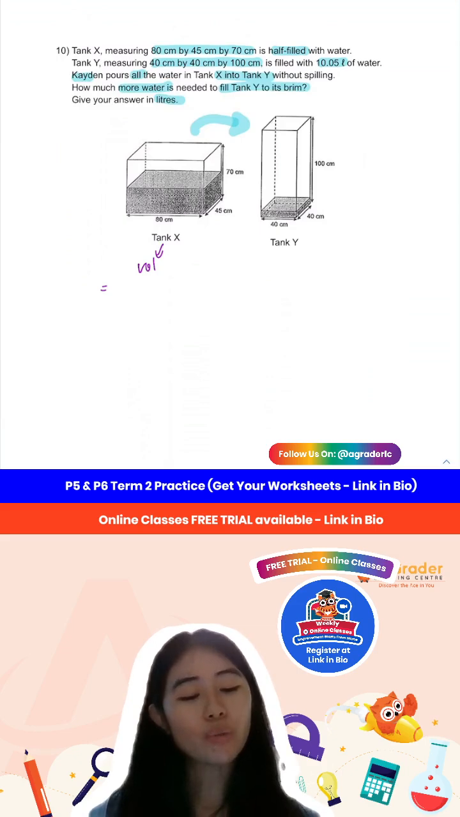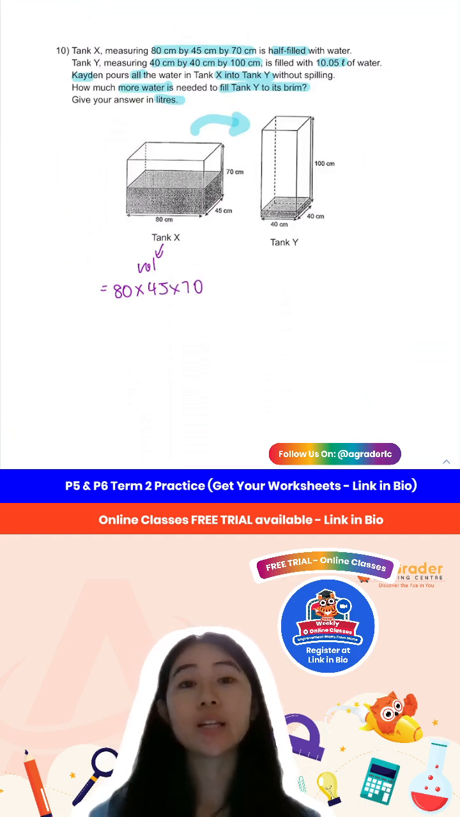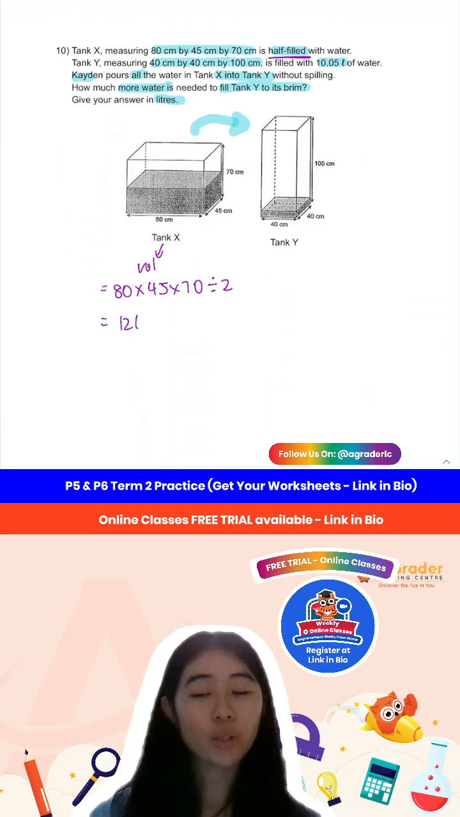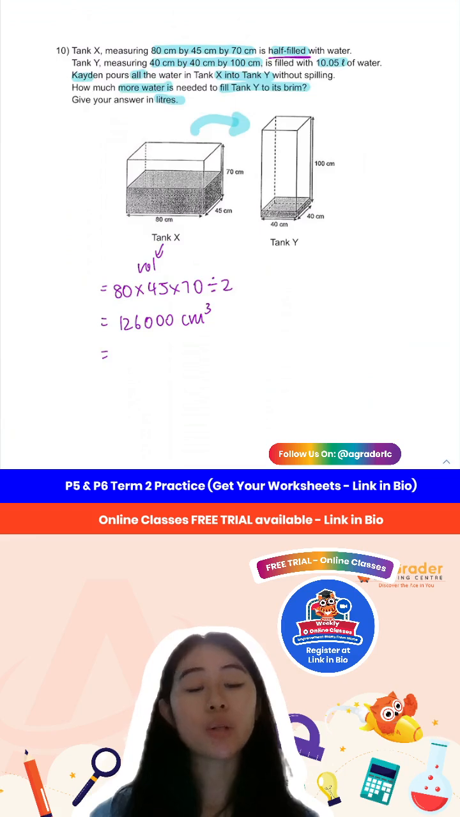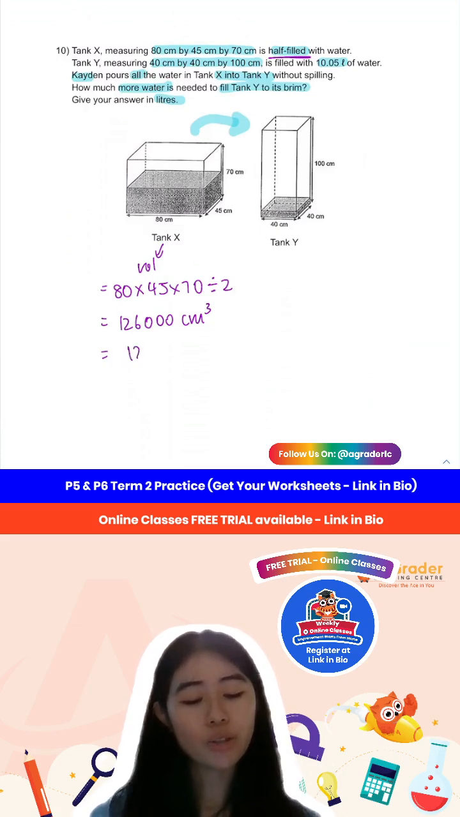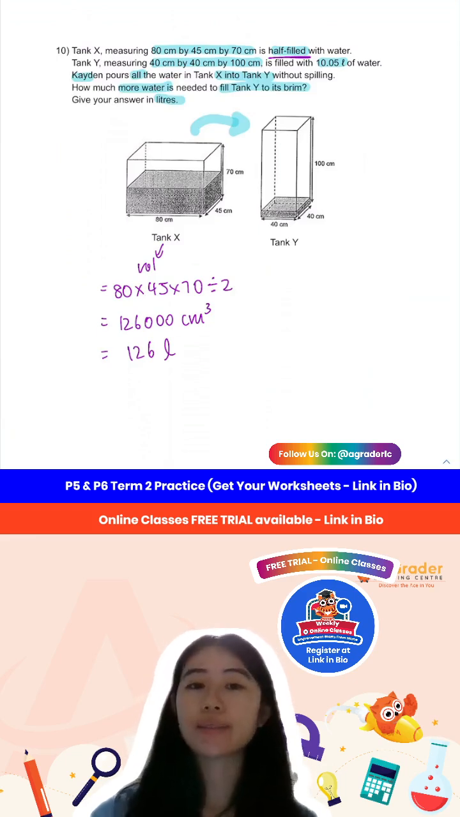Okay, so for the volume of water in X, you're going to use length times breadth times height. Now, however, they said that it is only half filled. So half filled means that you can either divide by 2 or you can times half. Okay, so up to you. Once you calculate this, you should get 126,000, and this is in terms of cm cube. So I'm going to change this into liters, okay? Because the question wants your final answer to be in liters. So this one changed to liters is 126 liters. So that's the amount of water in tank X.